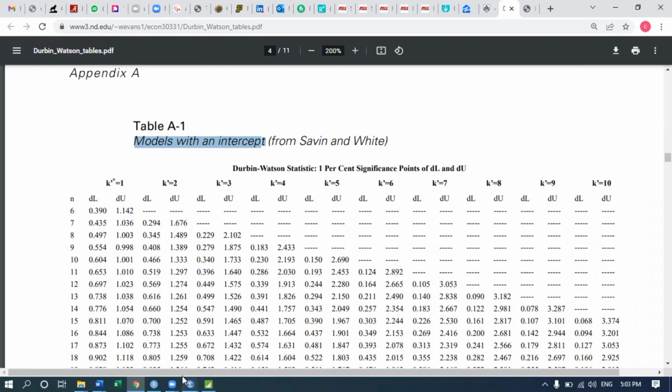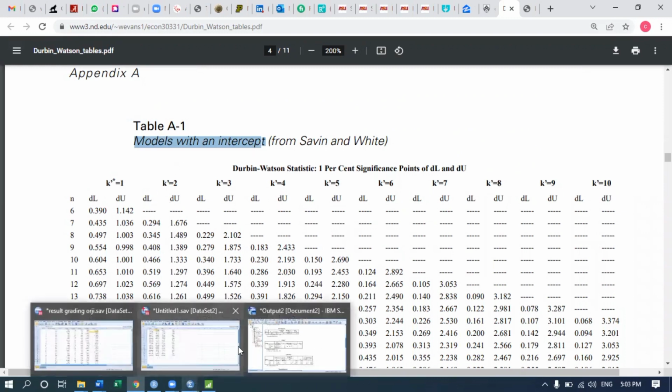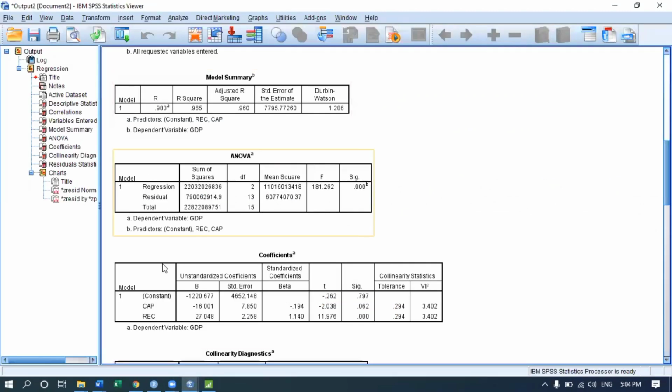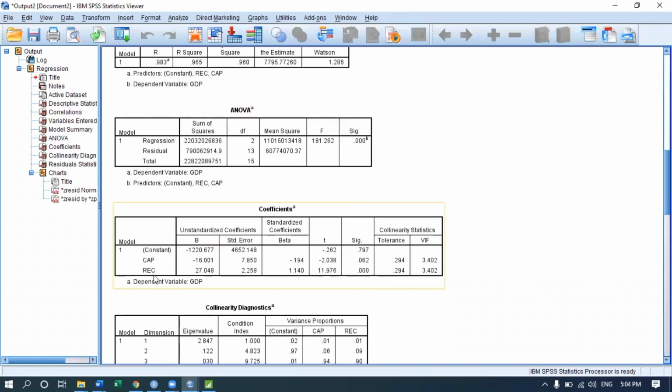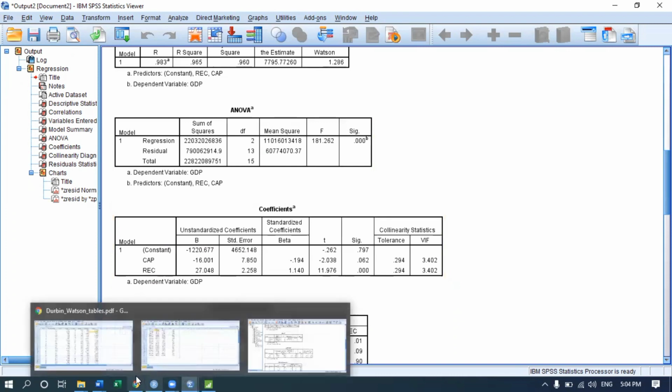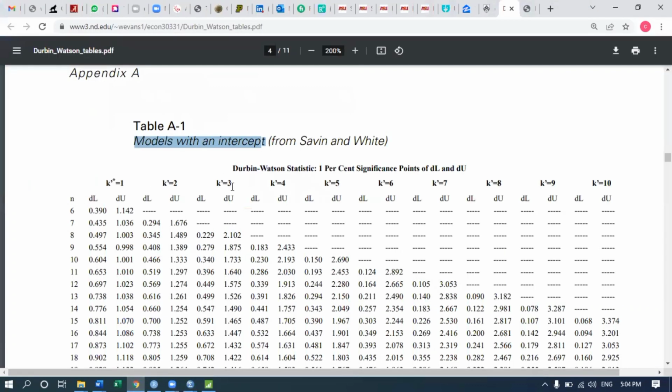In this work we did, we have 2 independent variables. What are the independent variables? Cap and rec. The dependent variable is GDP. So we have 2 independent variables, and you add 1 to it. So it becomes what? 3. You then come to K3.